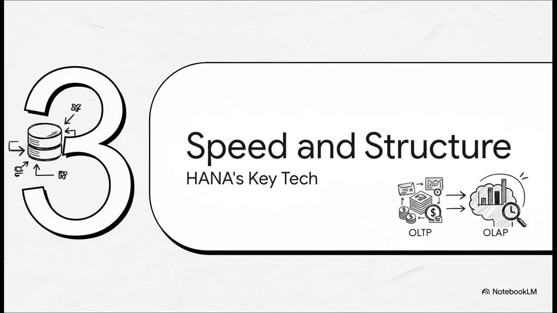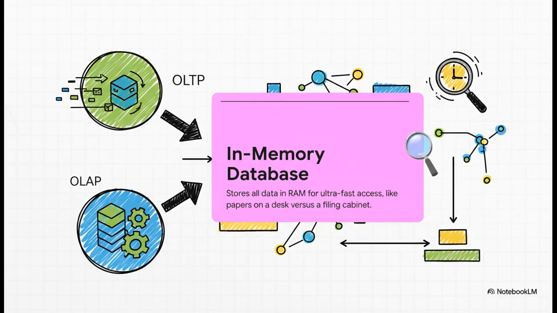So how did they actually pull it off? What's the secret sauce here? Well, it really boils down to a clever combination of two core breakthroughs, one for incredible speed and another for a totally different way of structuring data. Okay, so the first piece to the puzzle is speed, and that comes from being an in-memory database. Instead of storing data on slower, spinning disk drives, HANA keeps everything right in the computer's main memory, the RAM. The best analogy is this: it's the difference between having all your papers right there on your desk versus having to get up, walk over to a filing cabinet, and search for a folder. The speed gain is just immense.